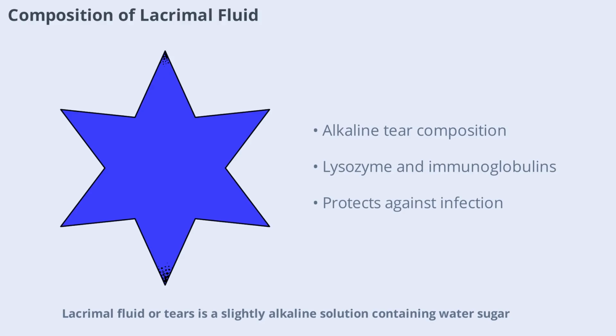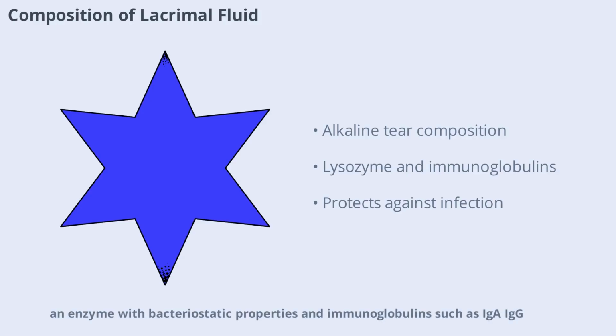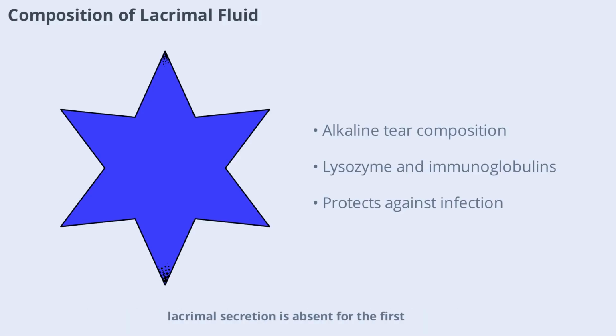Lacrimal fluid, or tears, is a slightly alkaline solution containing water, sugar, sodium chloride, urea, and proteins. It also includes lysozyme, an enzyme with bacteriostatic properties, and immunoglobulins such as Ig-A, Ig-G, and Ig-M. These components help protect the eye from bacterial infections and neutralize viruses and toxins. Interestingly, lacrimal secretion is absent for the first few weeks after birth, but begins soon after. On average, the eye produces between 0.5 to 2.25 ml of tears daily, maintaining a pH of around 7.5.